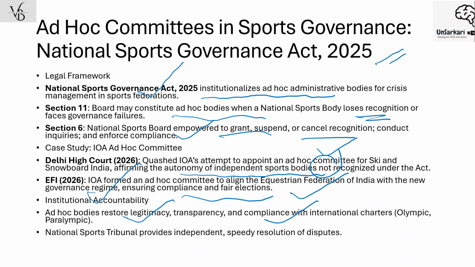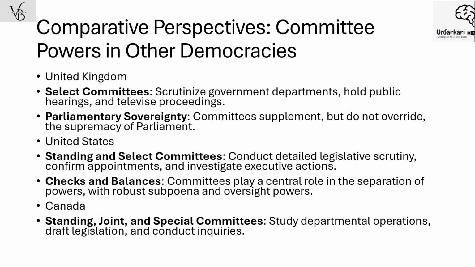The National Sports Tribunal provides independent, speedy resolution of disputes. That means not just in case of sports governance. If you think along the lines of some other important issues, you can always create and think on your own that yes, this also you can put up.